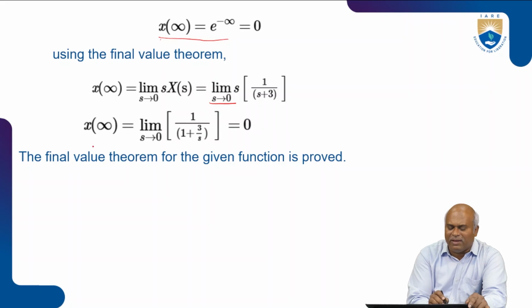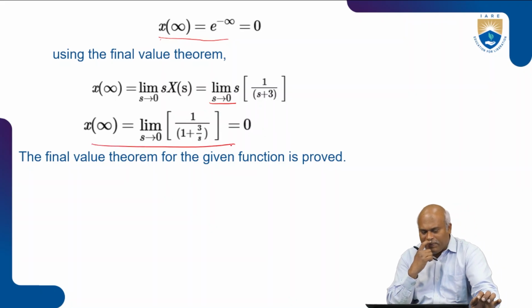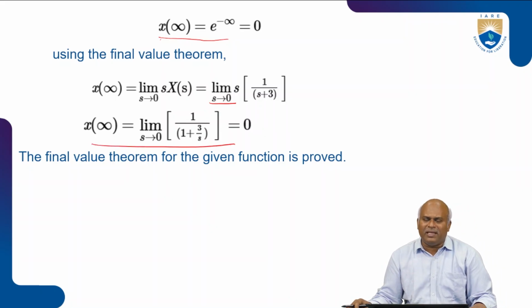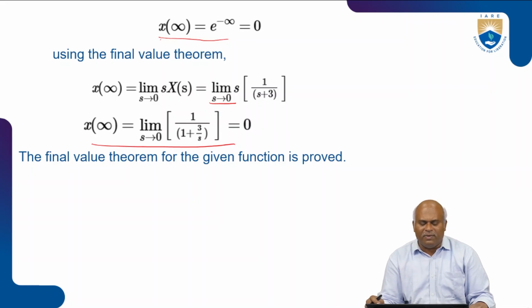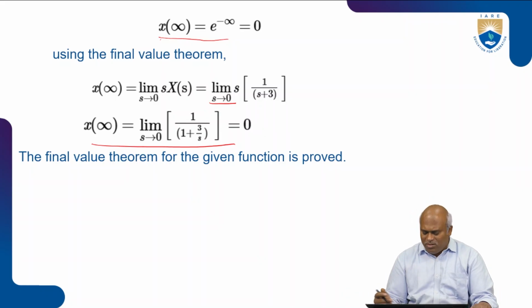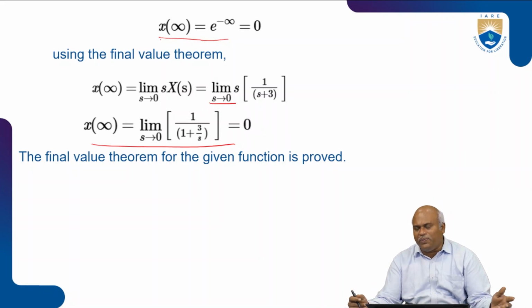The final value, x of infinity, is equal to limit s tends to infinity of 1 by s plus 3, which equals 0. The final value theorem of the given function is proved. Okay, so now we have proved both the final value theorem as well as the initial value theorem.